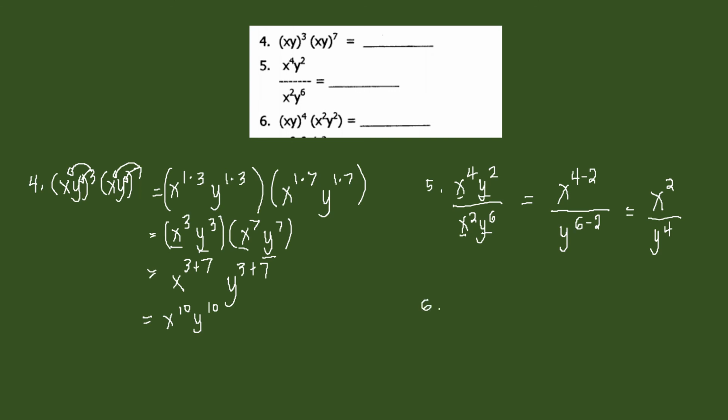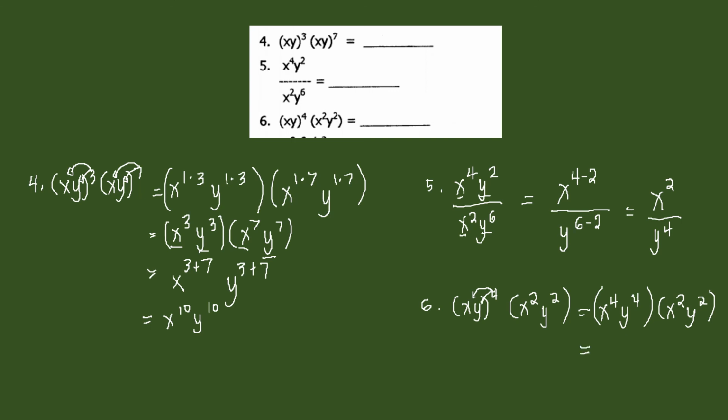Next, number 6, we have xy to the 4th times x squared y squared. Again, this is very similar to question number 4. So we just distribute the exponent. We will have x to the 4th, y to the 4th. So I got that by multiplying 1 and 4 times x squared y squared.